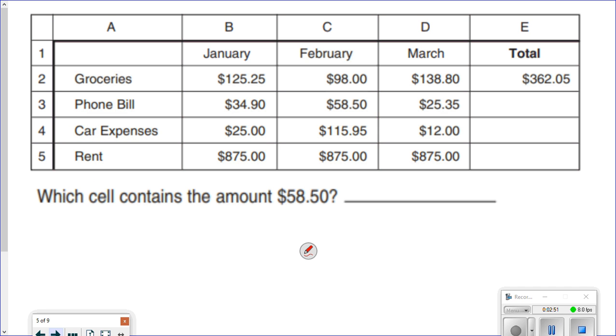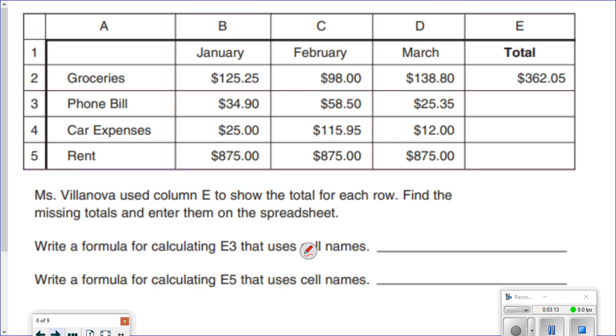Which cell contains the amount $58.50? So if I'm taking a look at this spreadsheet here, I see, oh, there's the $58.50. It's in column C, row 3. C3. Okay. Now there's a question here.